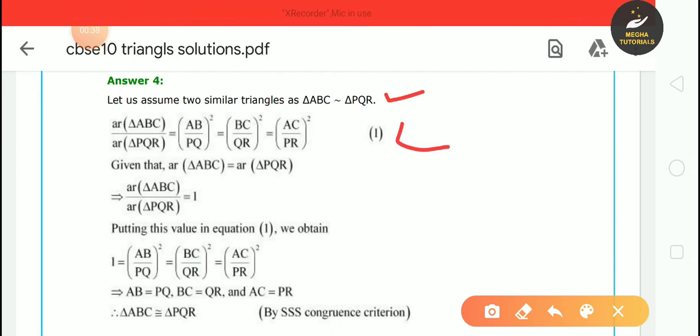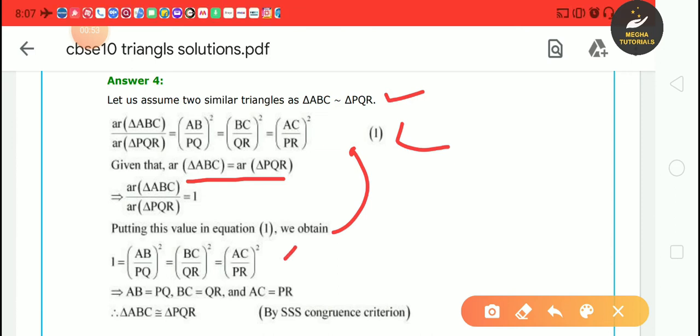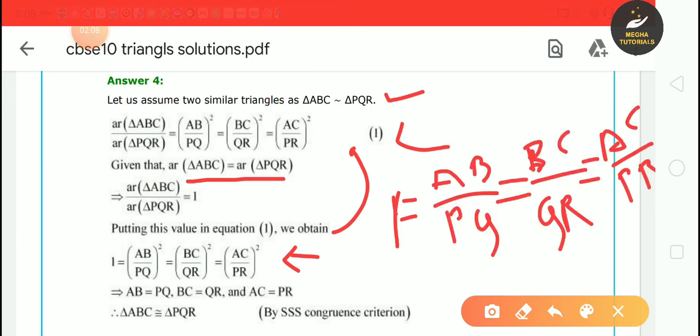Now it is given that area of triangle ABC is equal to area of triangle PQR. Therefore the ratio of these areas will be 1. Therefore we can write area of triangle ABC upon area of triangle PQR is equal to 1. Now putting this value in equation 1, we will get 1 is equal to AB upon PQ the whole square is equal to BC upon QR the whole square is equal to AC upon PR the whole square. If you take the square root on both sides, then you will get 1 is equal to AB upon PQ is equal to BC upon QR is equal to AC upon PR.